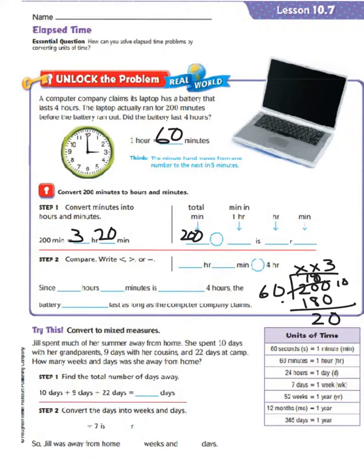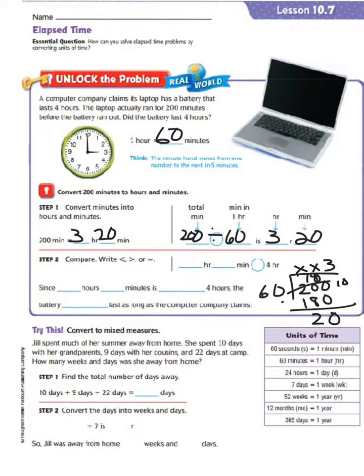We know that going from the smallest unit of measurement to the biggest unit of measurement, we have to divide, and we have to divide by the smaller unit of measurement. So we know that they are 60 minutes and 1 hour. So the answer to that is going to be 3 hours and 20 minutes as we receive down here.